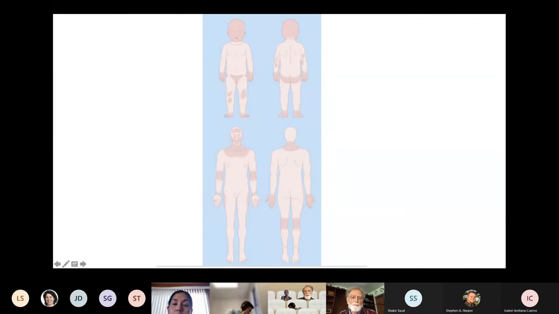So a diagram like this is useful. And there are some interesting details here. The distribution in kids is different than the distribution in adults. I have no idea why that is. But if you look at kids, it's extensor. So extensor knees, extensor elbows.